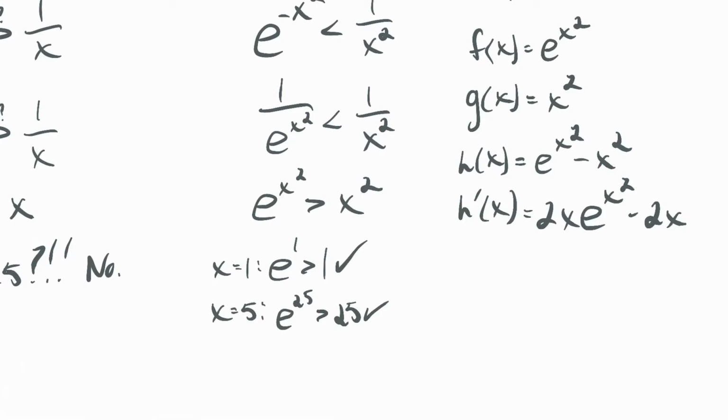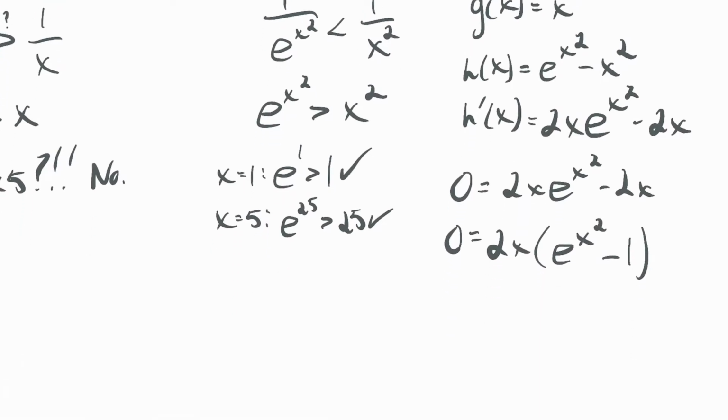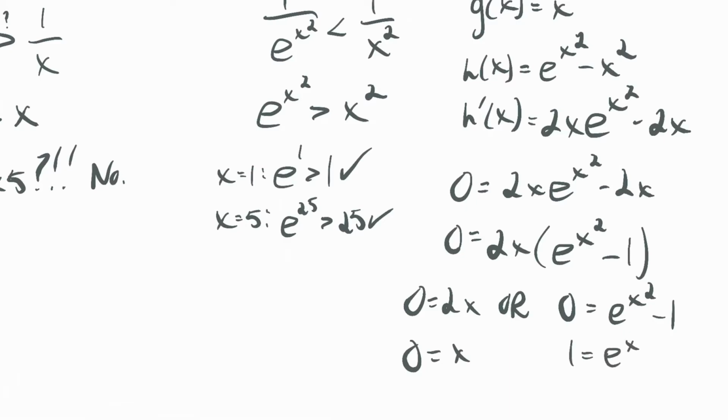So when is this derivative 0? When are the functions not, as you move from left to right on the graph, getting closer together or further apart? Well, if I look for where this is 0, I can say, oh, well, 2x e to the x squared minus 2x. I can factor 2x out. So 2x times e to the x squared minus 1, right? So 0 equals 2x, or 0 equals e to the x squared minus 1. So 0 equals x, or 1 equals e to the x squared. And how do we solve this equation?